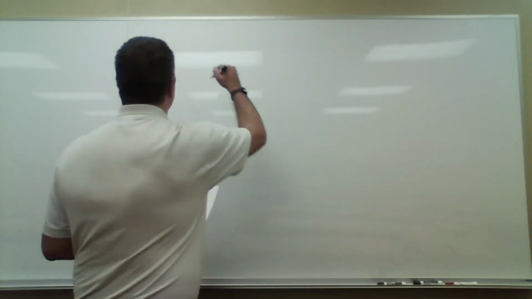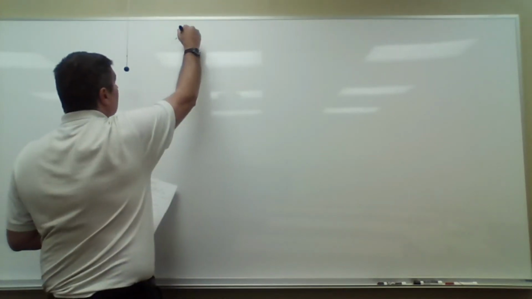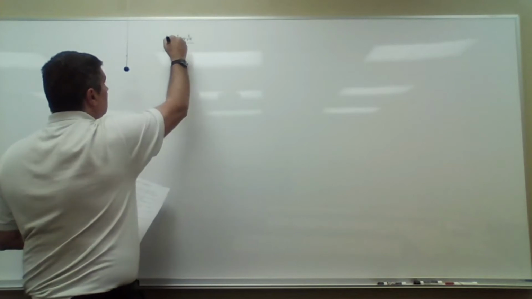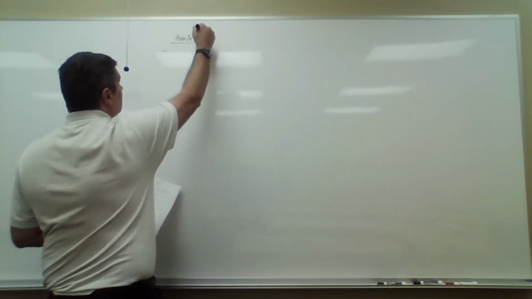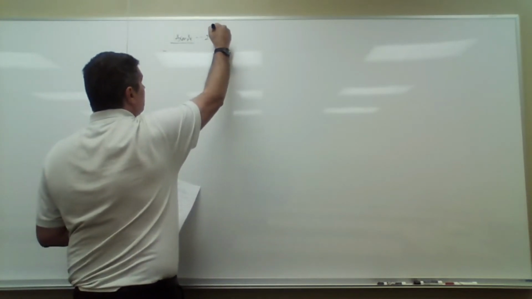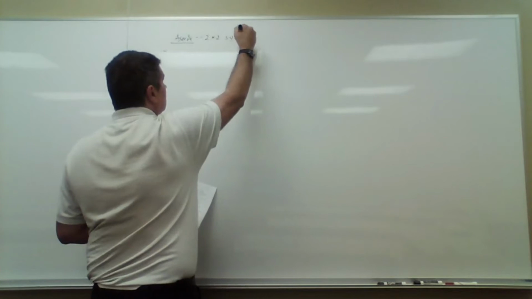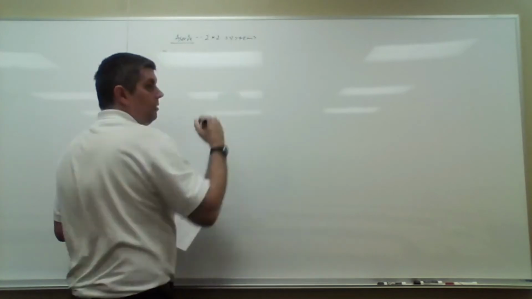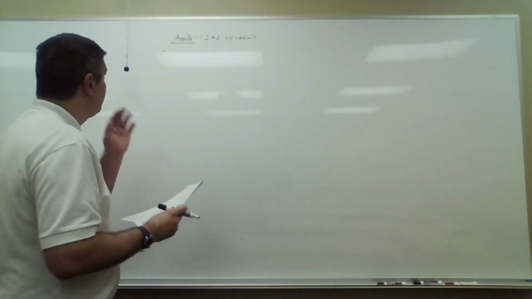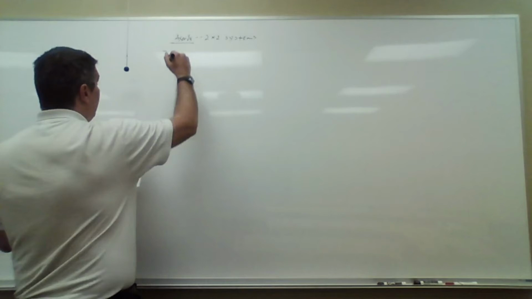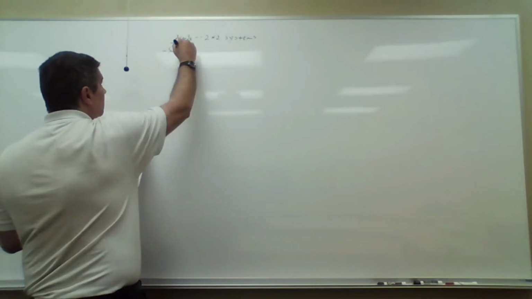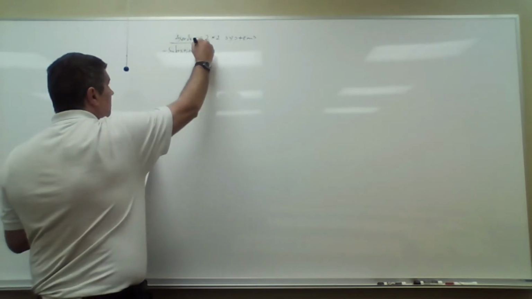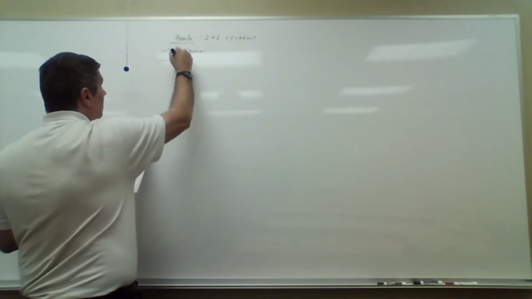There are two primary algebraic methods used to solve systems of equations. I'm going to be talking about the agenda, 2 by 2 systems. The agenda is going to be substitution and elimination.